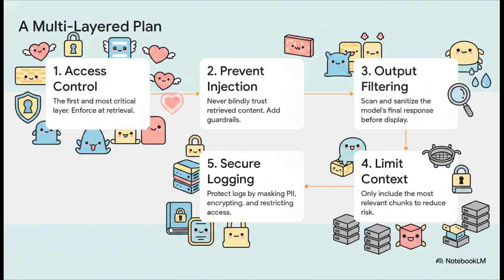Third, you put a filter on the output. You scan what the model's about to say before it ever reaches the user. Fourth, you're smart about context size. Don't give the model more info than it absolutely needs. And finally, lock down your logs. Each layer just makes the whole system stronger.